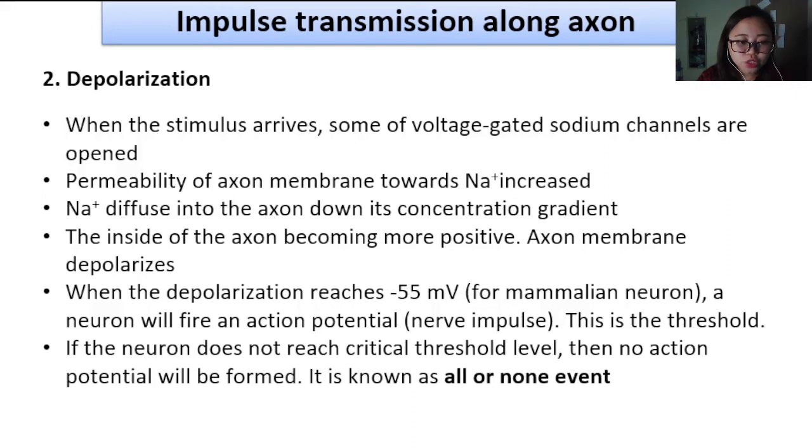If your neuron does not reach the critical threshold level of negative 55 millivolts for mammalian neurons, then no action potential will be formed. So we don't go into stage number 3. So this is what we know as an all or none event, an all or nothing event. Sama ada we go until stage 3 ataupun we stop here.